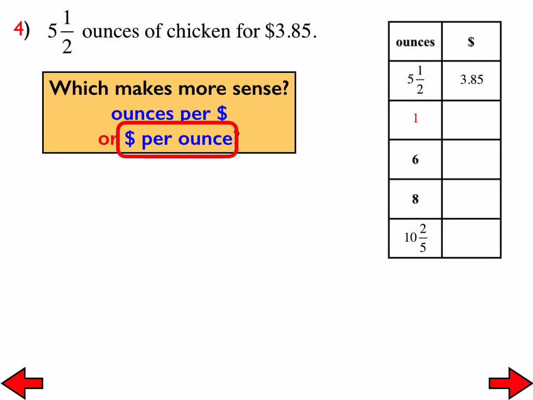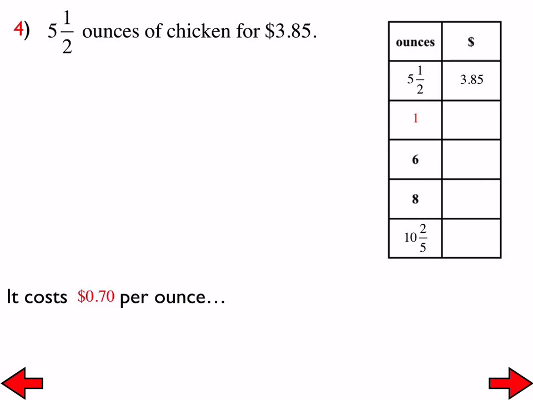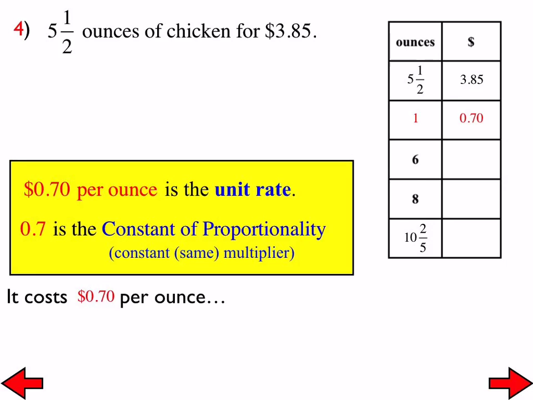So that's what we're going to do to find the unit rate. But like I said, I'm going to do this for you, and it happens to be 70 cents. So the unit rate is 70 cents per ounce, and that would make the constant of proportionality 0.7. Now once again, I'm going to do all the math for you to fill in the table here because I want to get to the important reason for doing this problem.